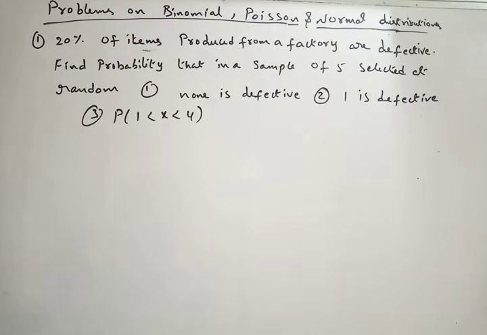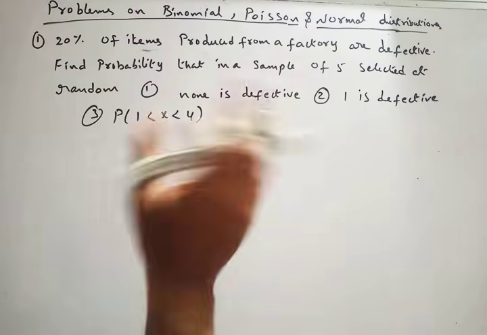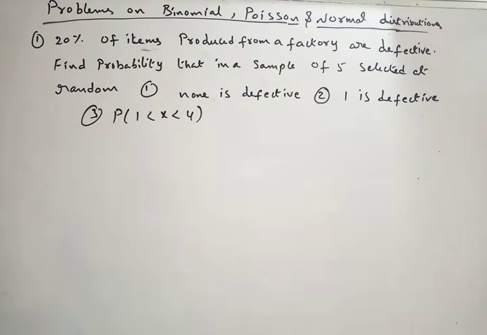So in this class we will discuss a few problems on binomial, Poisson and normal distributions. In earlier classes I explained the definition of binomial distribution, Poisson distribution and normal distribution, and their mean, variance and MGF, right? Now in this class we'll solve a few problems on these topics.